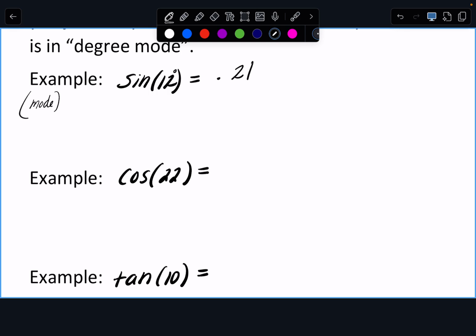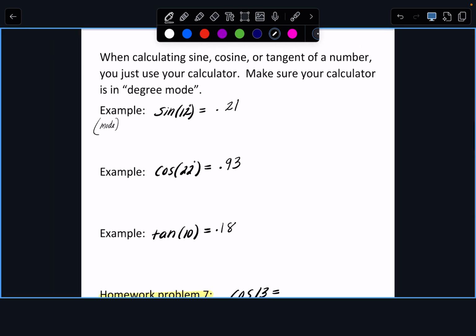Let's do cosine of 22. That's 0.93. I'm rounding to 2 decimal places. Tan of 10. I'm just typing it in. 0.18.